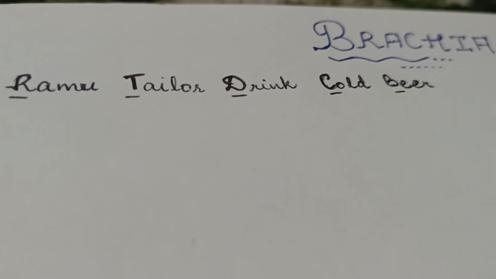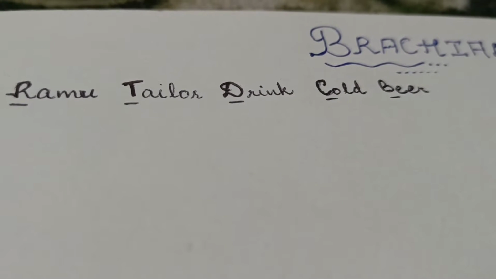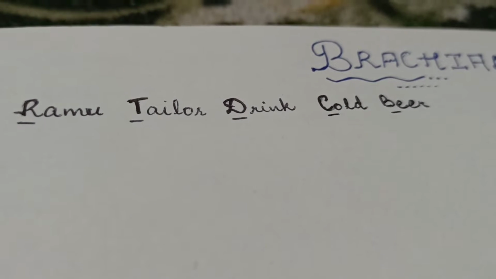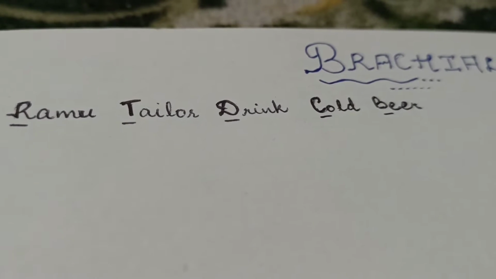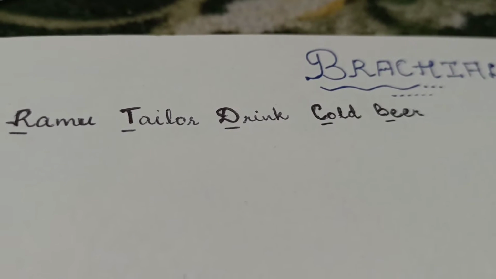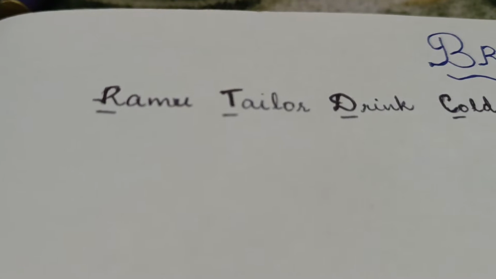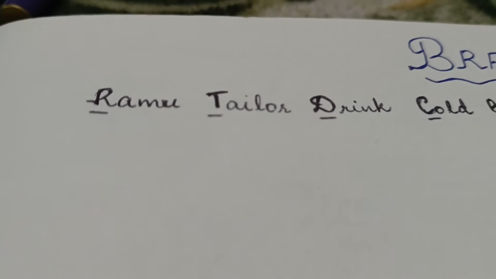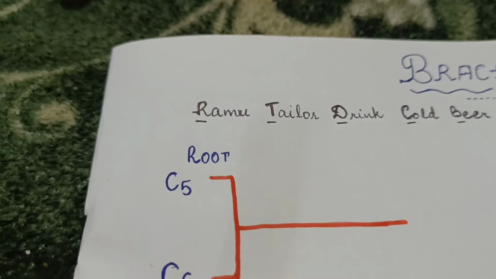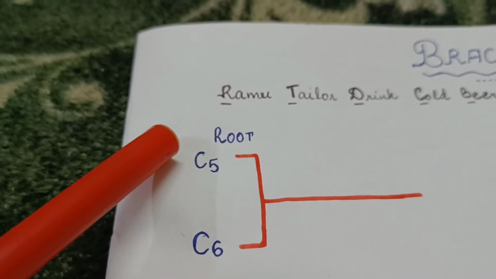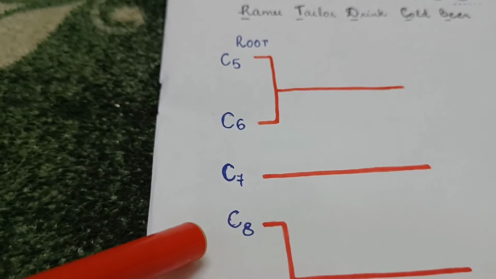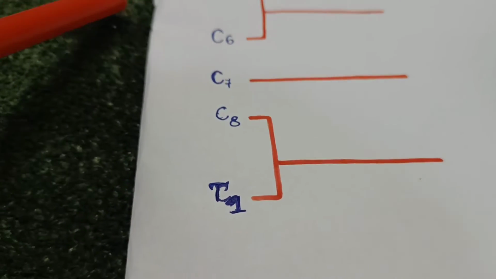Let's repeat one more time. R for root, T for trunk, D for division, C for cord, and B for branches. I will explain each and every point about R, T, D, C, B. First, R for root. Here I mentioned every root value. The roots in the brachial plexus are C5, C6, C7, C8 and lastly T1.